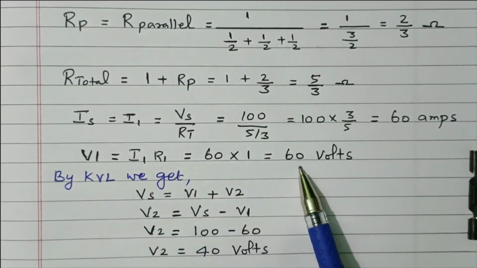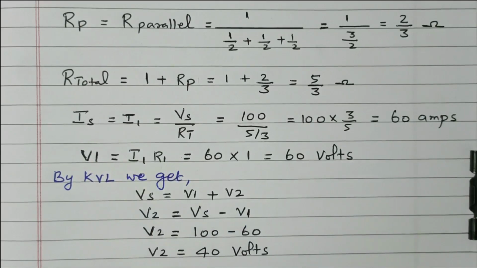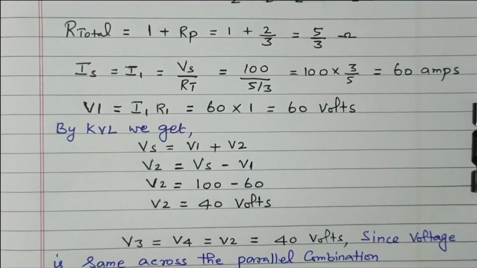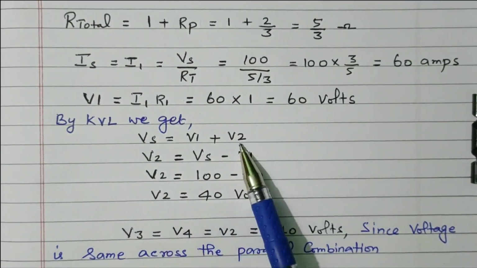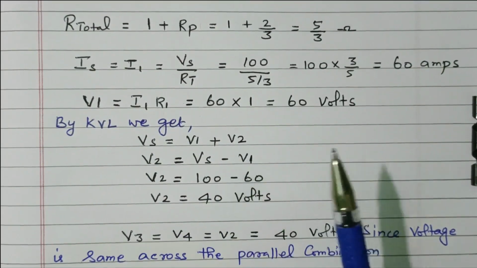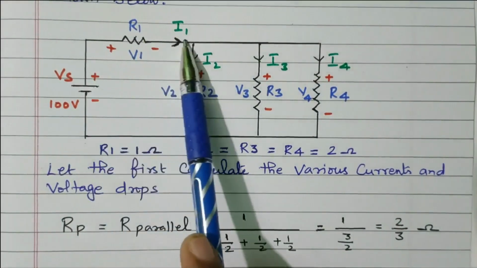V1 equal to 60 volts and also the source current is 60 amperes. Now we will find the voltage drop across each and every element. Vs equal to V1 plus V2. In a closed loop, Vs equal to V1 plus V2. We will refer to the diagram. So this is the closed loop.